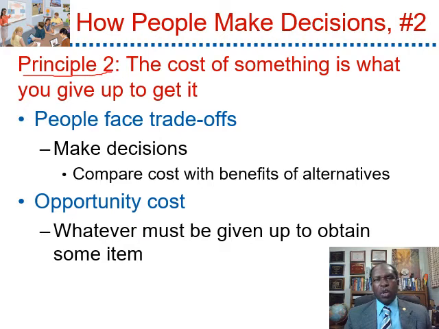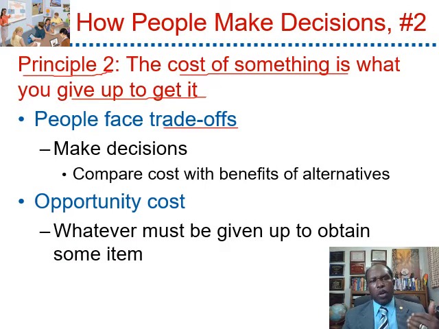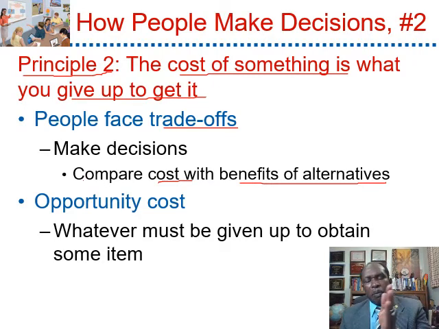Principle number two deals with the cost of something: it is what you give up to get it. So people face trade-offs. How do you measure a trade-off? A trade-off can be measured by comparing costs with benefits of alternatives. For instance, the benefit of attending this lecture is that you can get a better, higher grade, you can earn an A in the class. But the cost is you must give up sleep time, you must give up hanging out with your friends or watching TV, for instance.